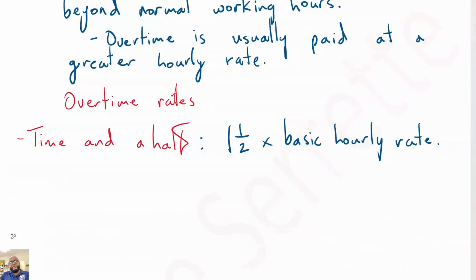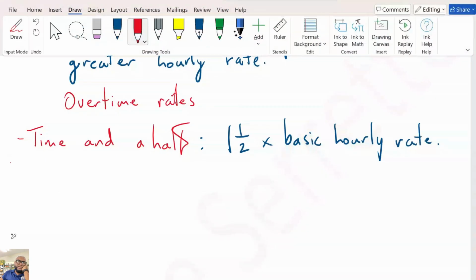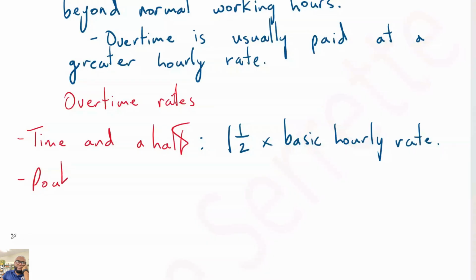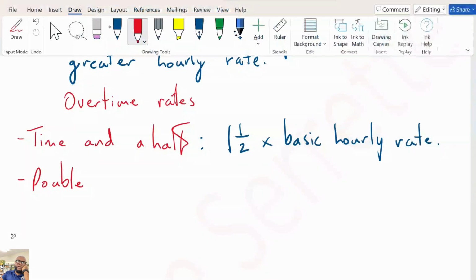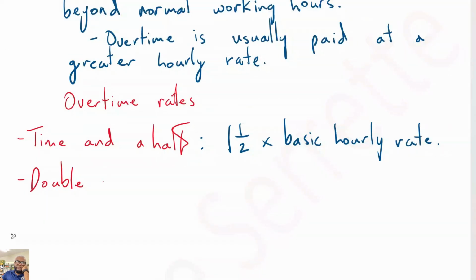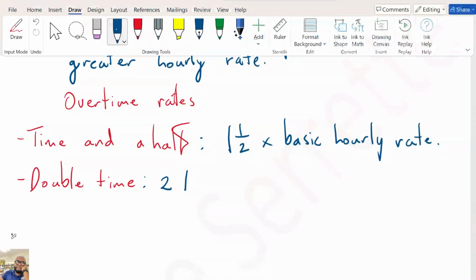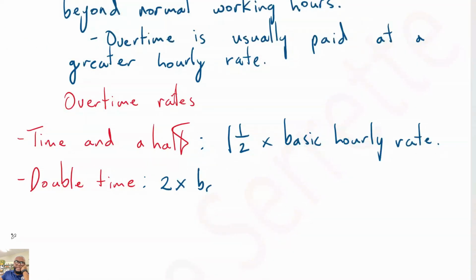Double time. What do you think double time is, guys? Double time would be 2 times basic hourly rate. Right? And so on. So you all know triple time would be 3 times, that kind of thing, right?